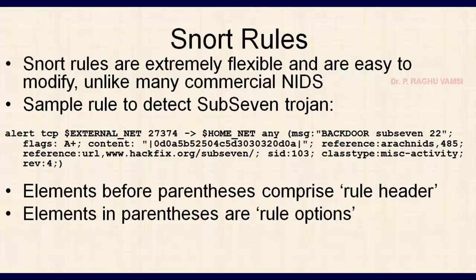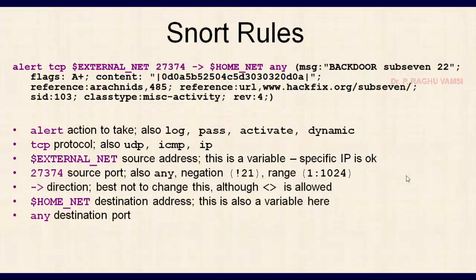So elements before the parenthesis comprise the rule header. So this is what is called the rule header, up to here. Elements in the parenthesis are rule options. So here are the options. You may write them or not; that is up to you. But the rule header is compulsory to write. Within the bracket, you can simply write a message and close the bracket. You don't need to write all these things. So this is the Snort rule, very simple to write.